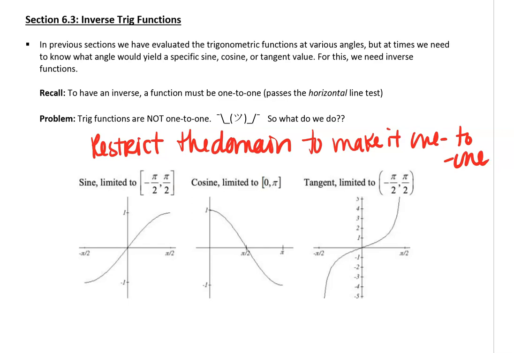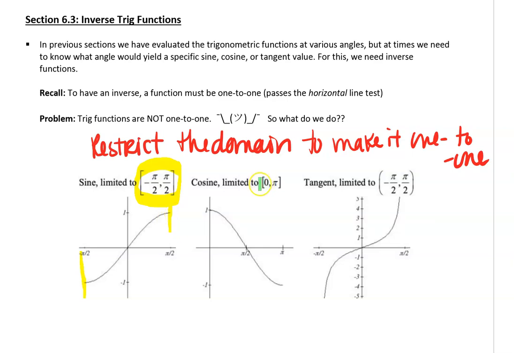Let's notice some similarities here. With your sine function, we're going to restrict it between negative pi over 2 and positive pi over 2, because sine is a cyclic function, that curve continues on and on. We're just going to cut out this piece here so that we get one part of that curve, so that we pass the vertical line test and the horizontal line test.